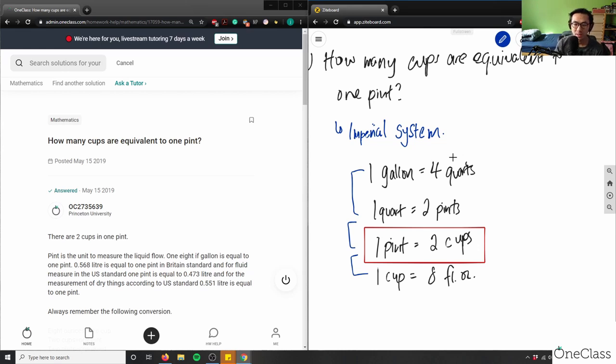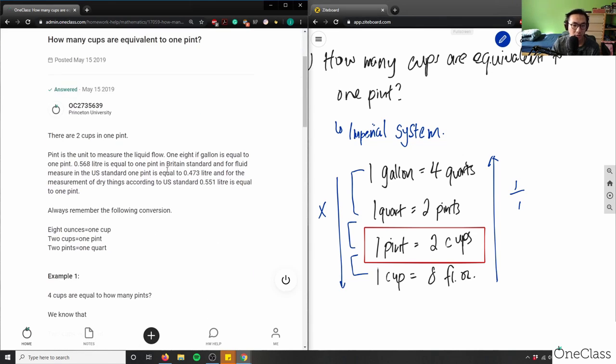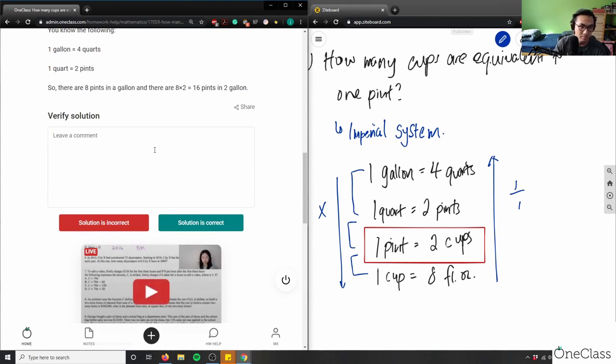You can think of this as multiplying as we go down the chart and dividing as we go up. That's how we use the imperial system here. So again, 1 pint equals 2 cups is our answer. They got the same thing here: there are 2 cups to 1 pint, and they did the exact same conversion. This is a great solution, step by step.